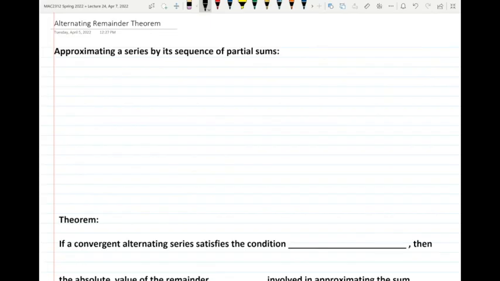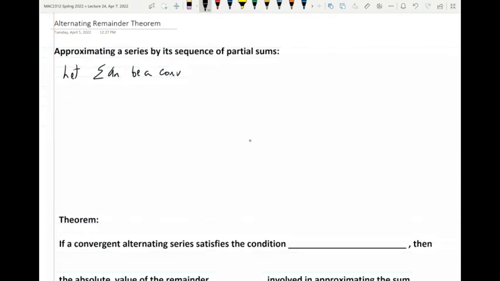Well, suppose that you have a series a_n. If we want to approximate this infinite sum, it doesn't matter where we start, whether 1, 0, or whatever. But if we want to approximate this infinite sum, that means we know already that it converges, right? If the series diverges, then what are we approximating? So let the series of a_n be a convergent series.